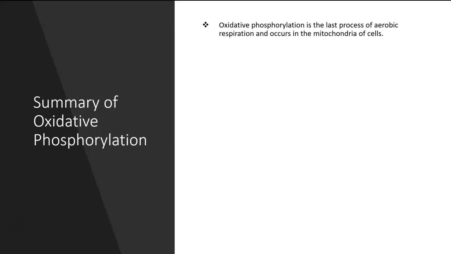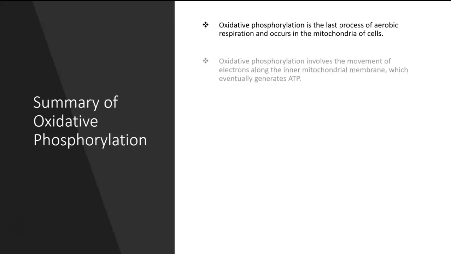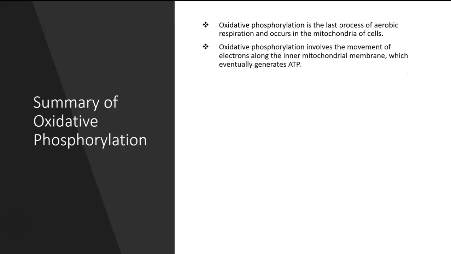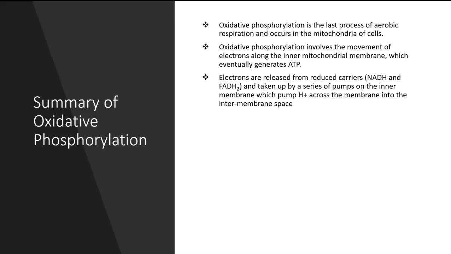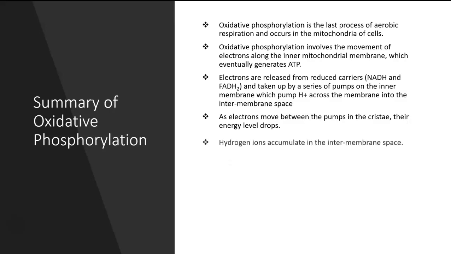So a summary of oxidative phosphorylation. Oxidative phosphorylation is the last process of aerobic respiration and occurs in the mitochondria of cells. It involves the movement of electrons along the inner mitochondrial membrane, which eventually generates ATP. Electrons are released from reduced carriers and are taken up by a series of pumps on the inner membrane, which pump the hydrogen ions across the membrane into the intermembrane space. As electrons move between the pumps in the cristae, their energy levels drop.